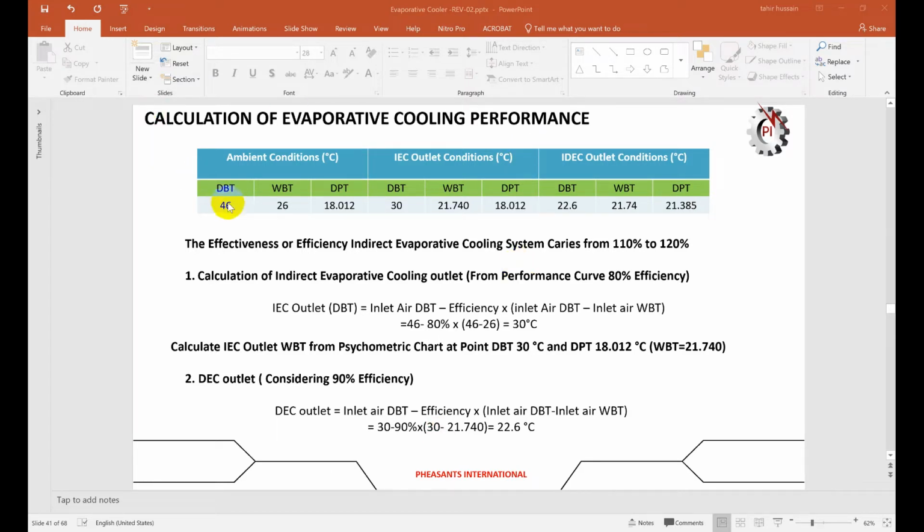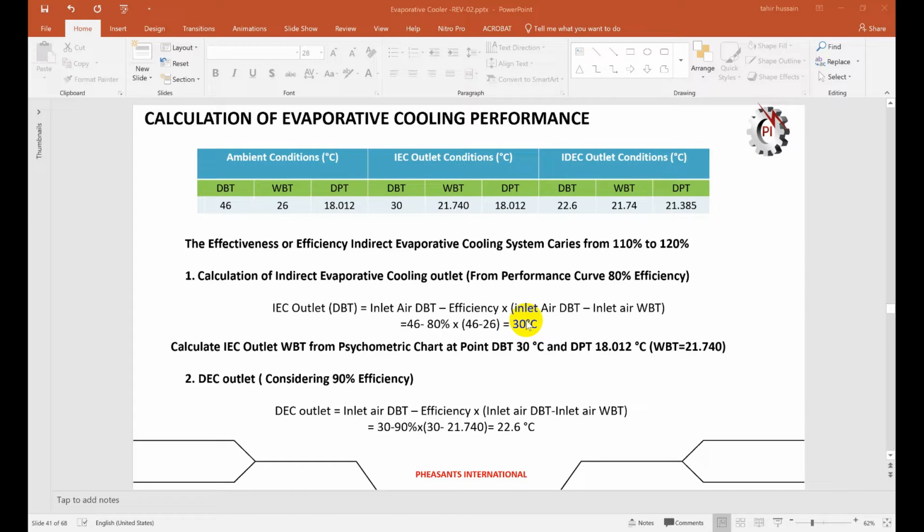Suppose we have the dry bulb ambient temperature is 46 degrees centigrade, wet bulb temperature is 26, and dew point temperature is 18.012. So this is the formula we already saw in our last video. The inlet air ambient dry bulb temperature is 46, the efficiency of the heat exchanger we are taking is 80%, and the ambient wet bulb temperature is 26. So the answer came to 30 degrees centigrade. This is the outlet temperature after the heat exchanger. This is our first stage.